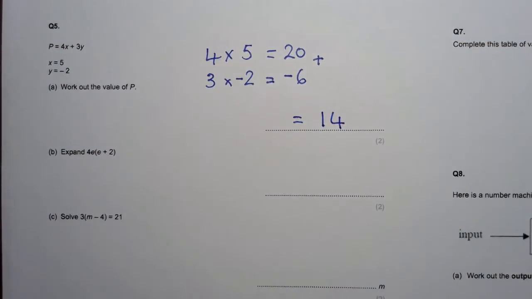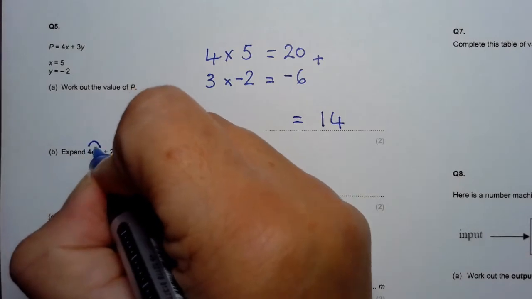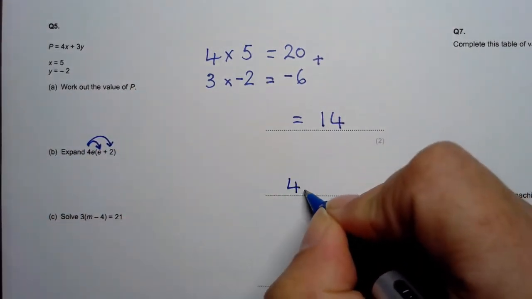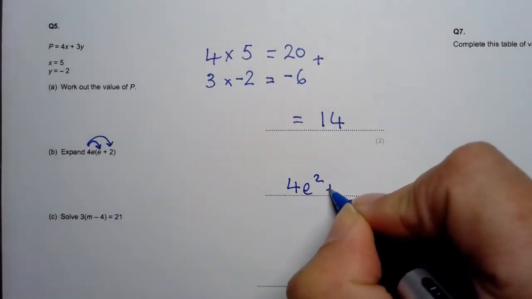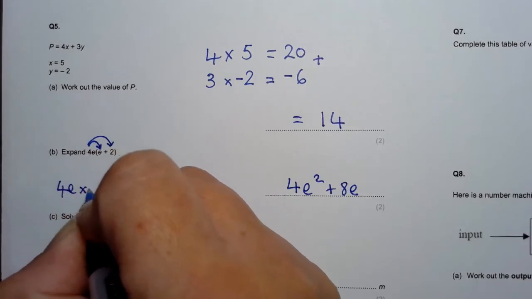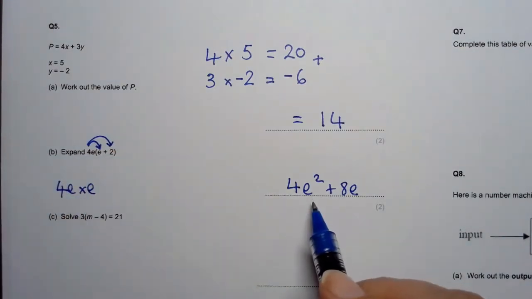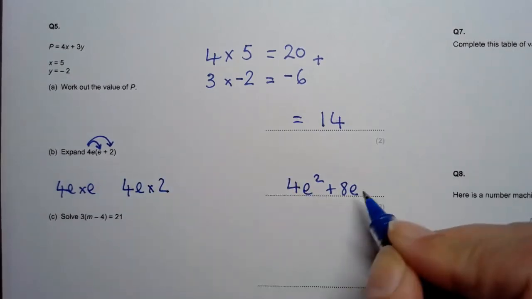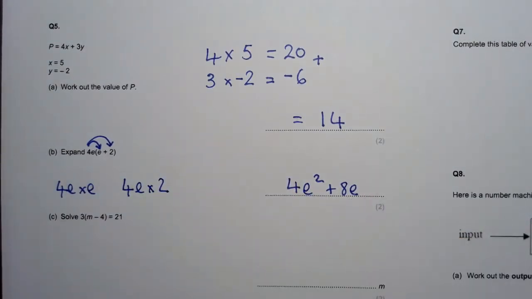For part B, we're doing another expansion. Remember, you times the first term and then the second. Your answer should be 4e squared plus 8e, and it comes from doing 4e times e, which is where your e squared comes from, and then 4e times 2, you get the 8 and just leave the e on the end.